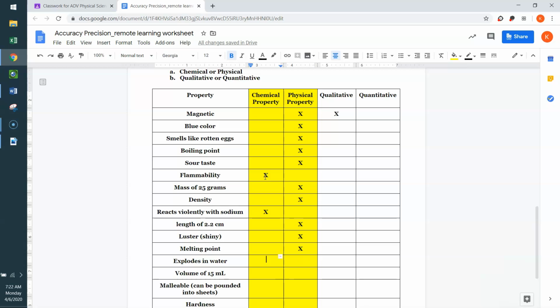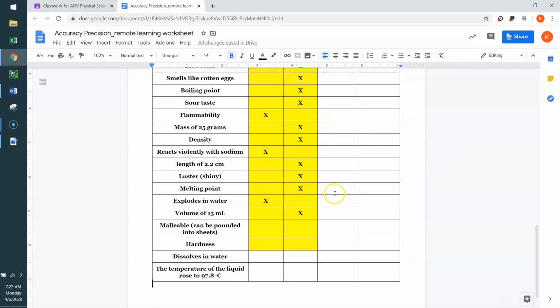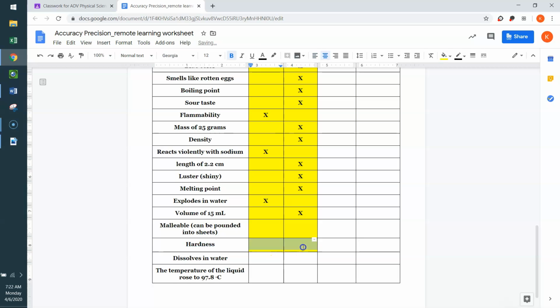Explodes in water. Chemical. The volume, again, it's just the amount of space something takes up. It doesn't mean it has changed into something new. So, physical. Okay. Malleable, the idea that you can change the shape of an object, is simply physical. Hardness is a physical property.